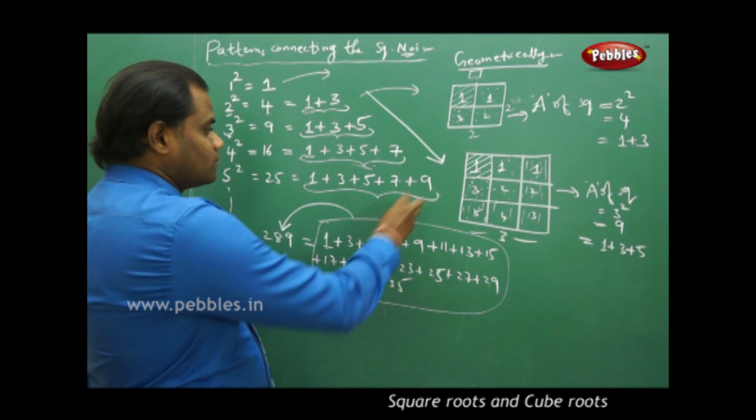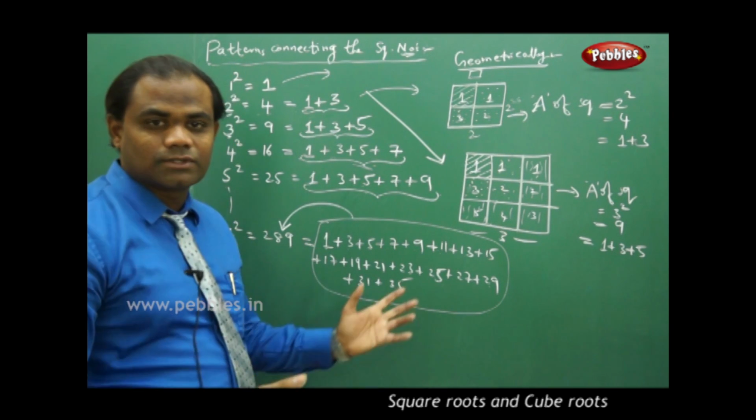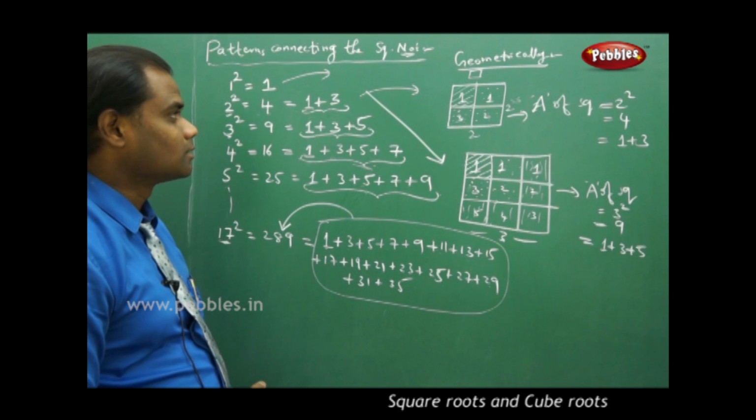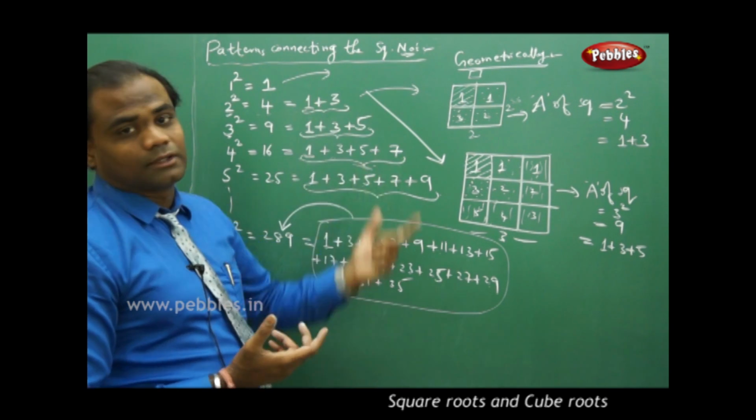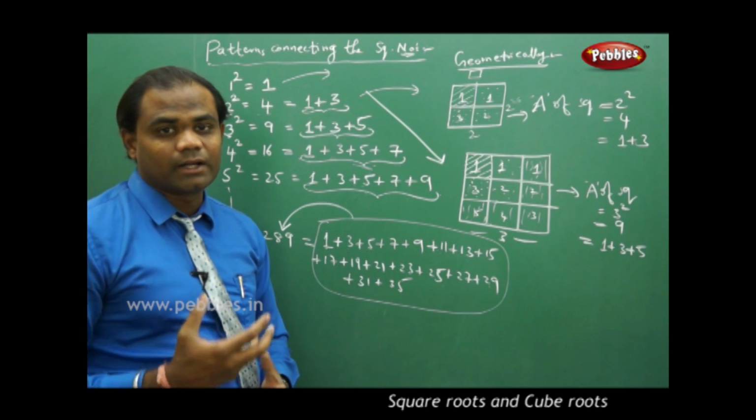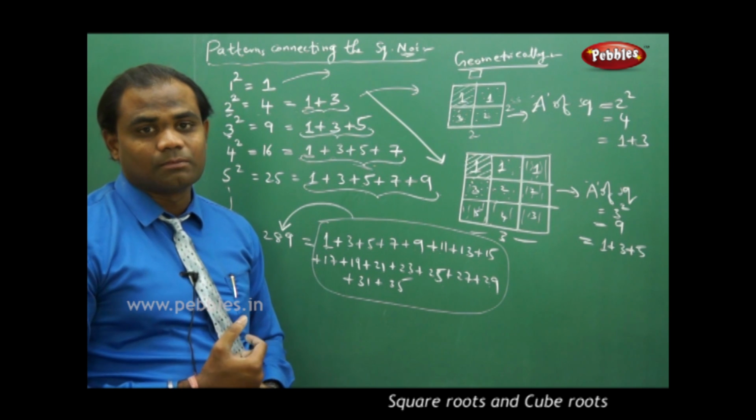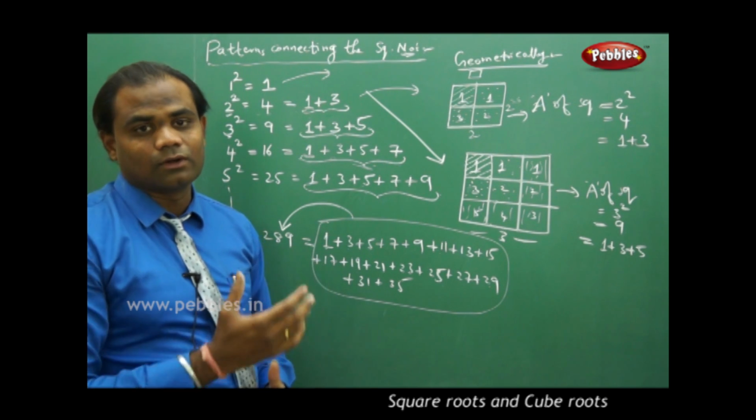and this very much holds for any number of values taken into consideration, and that is the pattern connecting the square numbers. So every square number can be written as a sum of consecutive odd numbers.